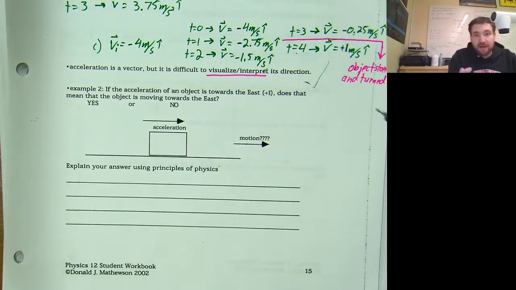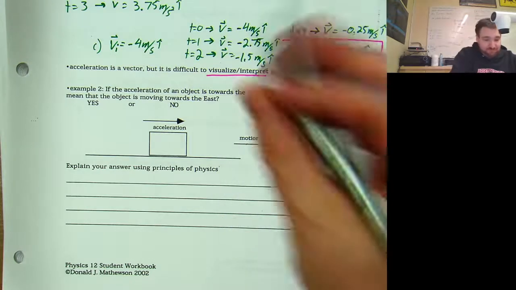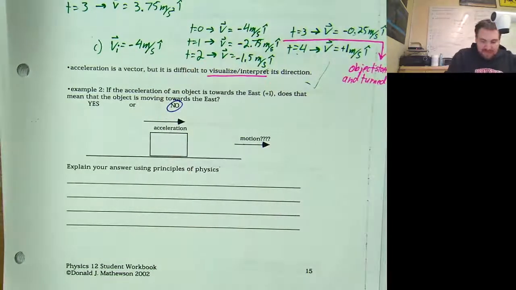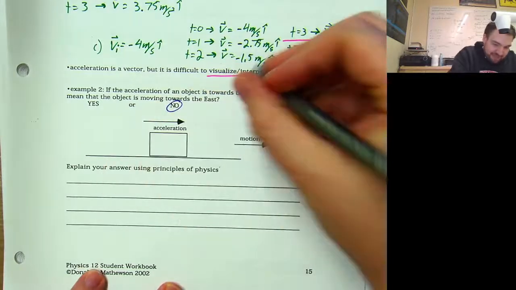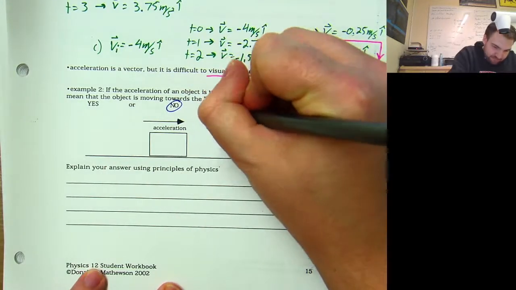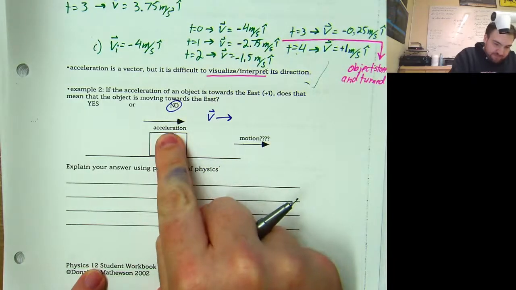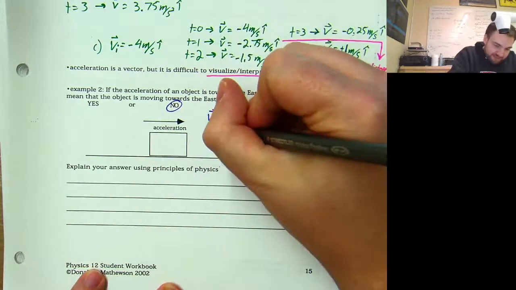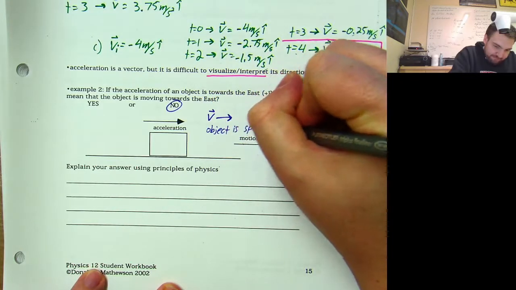3, 2, 1, okay. No. The acceleration of an object has no bearing on the direction that it's moving already. If v is this way, and the acceleration is this way, this means the object is speeding up.